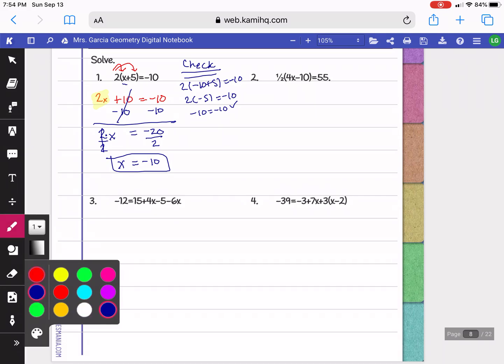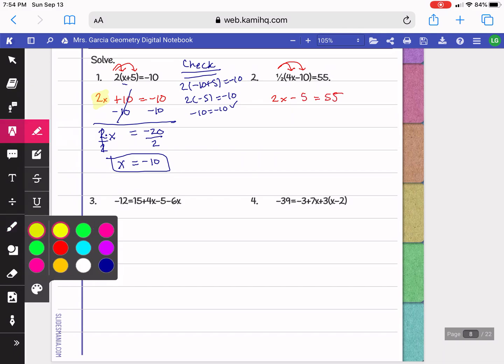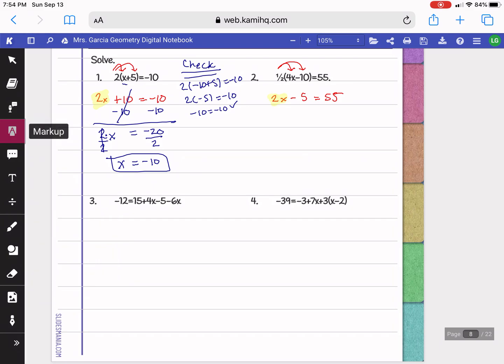Let's look at example 2. So in example 2, we're going to distribute the 1/2. Half of 4 is 2, so 2x, and half of negative 10 is negative 5. From there, we can see that the 2 and the x are attached, so I cannot get rid of that 2x. So I'm going to have to get rid of that negative 5. So the opposite of the minus 5 would be plus 5. And I do that to both sides. 55 plus 5 is 60.